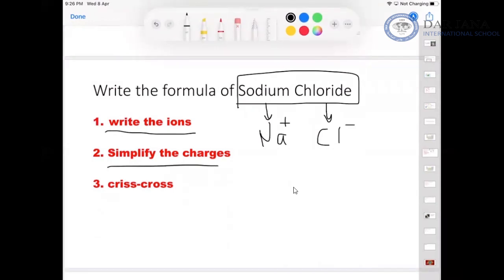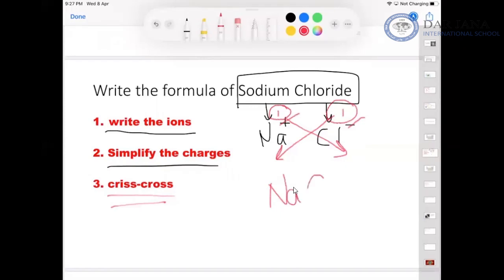Step 2, simplify the charges. So this is a +1 and -1. They are already in the simplest form, so they will just cancel each other out. Step 3, crisscross. Crisscross means if I have here 1, this one will go down here. If I have here 1, this one will go down here. However, when the number is 1, we don't write it. So since it is 1, I will not write it. So the formula is going to be NaCl.